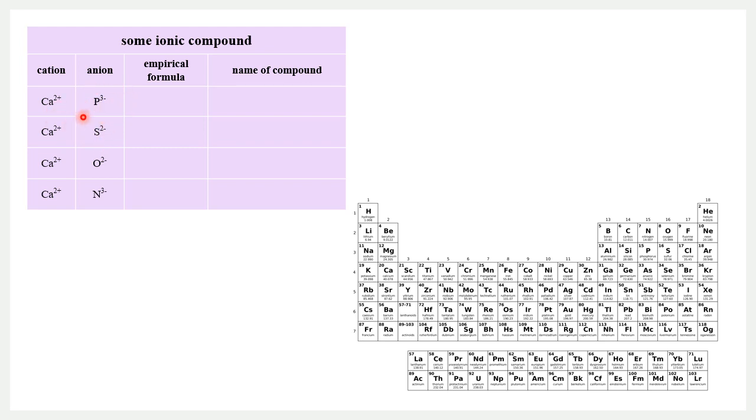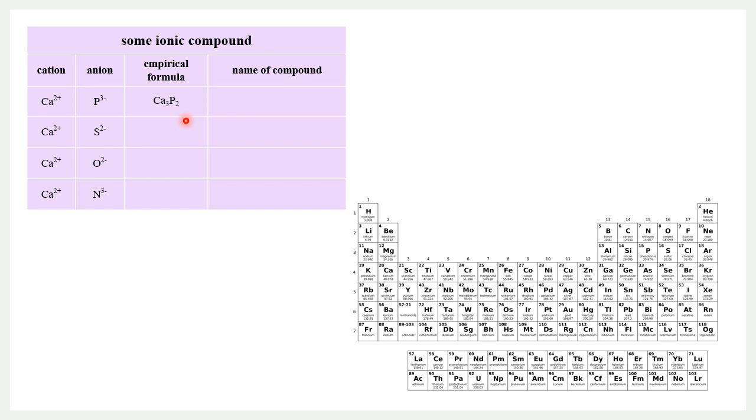So for the first one, it's Ca2+ and P3-. What you would do is lasso and bring it over, and the same with this and bring it over. So you would get Ca3P2. Sometimes there are instances where this trick will not be quite as useful.